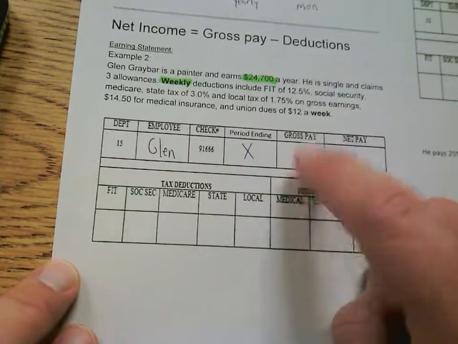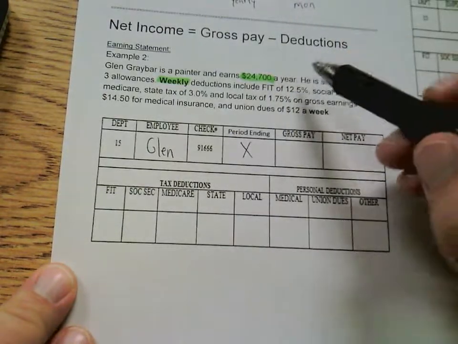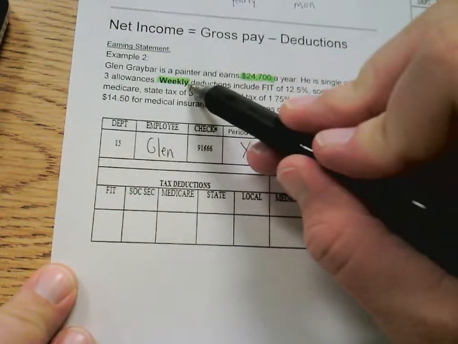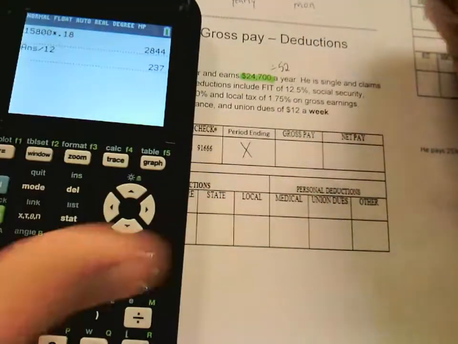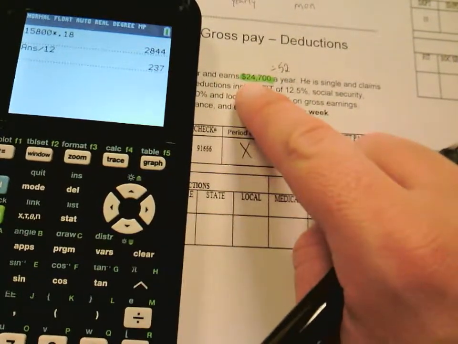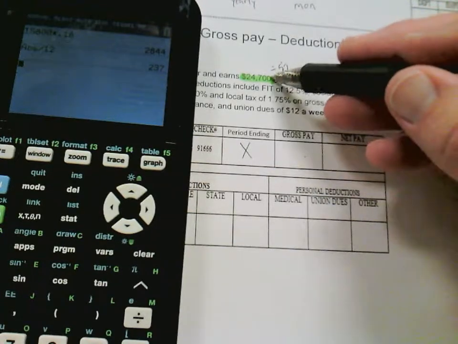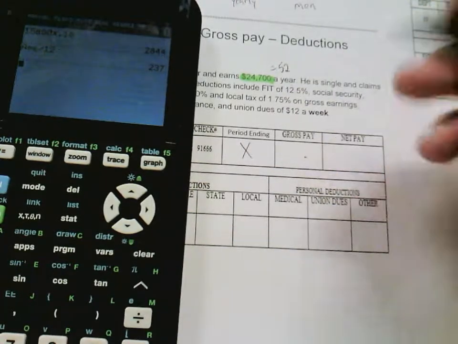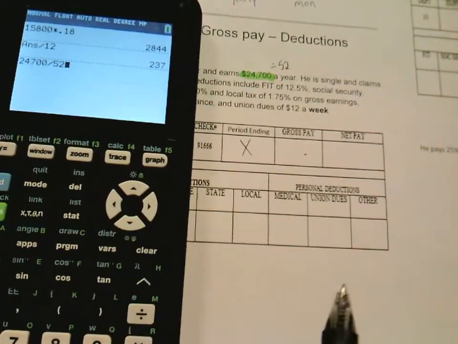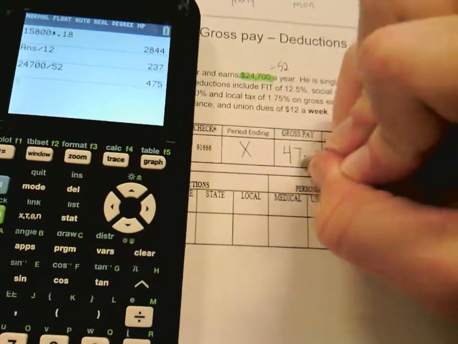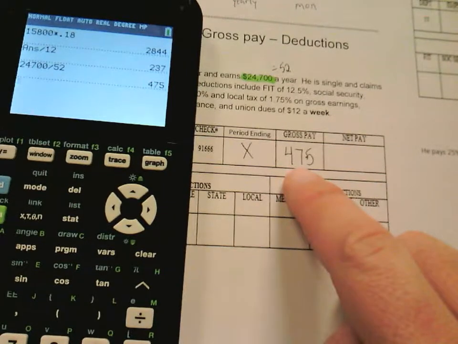Now remember, gross pay is before taxes. This $24,700 is before taxes. But again, remember, it's a year. We need to convert it to a week, so I'm going to divide that by 52. Where a lot of students mess up is they take 24,700 and put it right here. Don't do that, because yes, that's how much he makes, but this is an earning statement. So 24,700 divided by 52, because it's a year to a week. Every single paycheck he gets $475 gross pay.